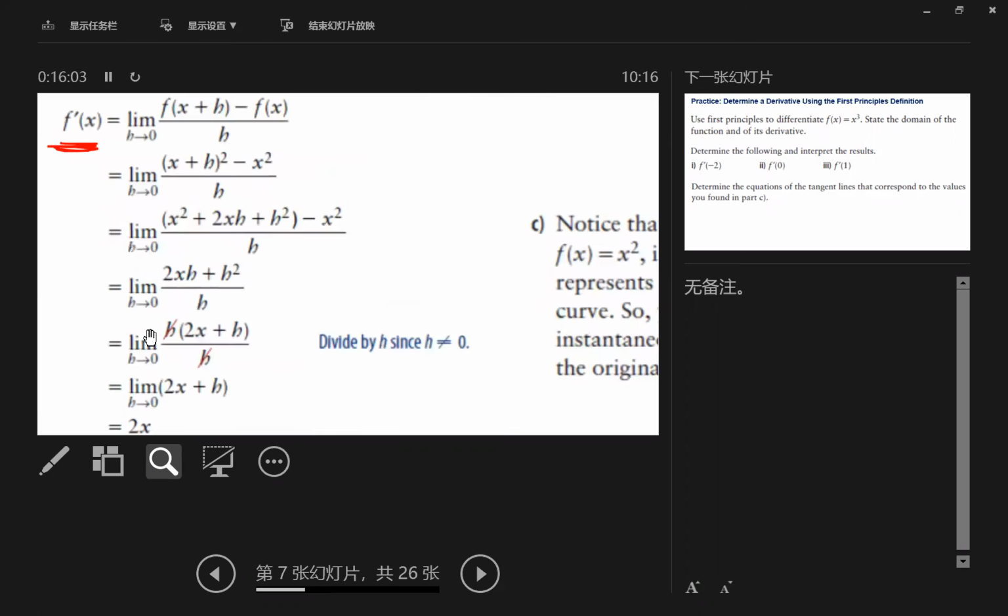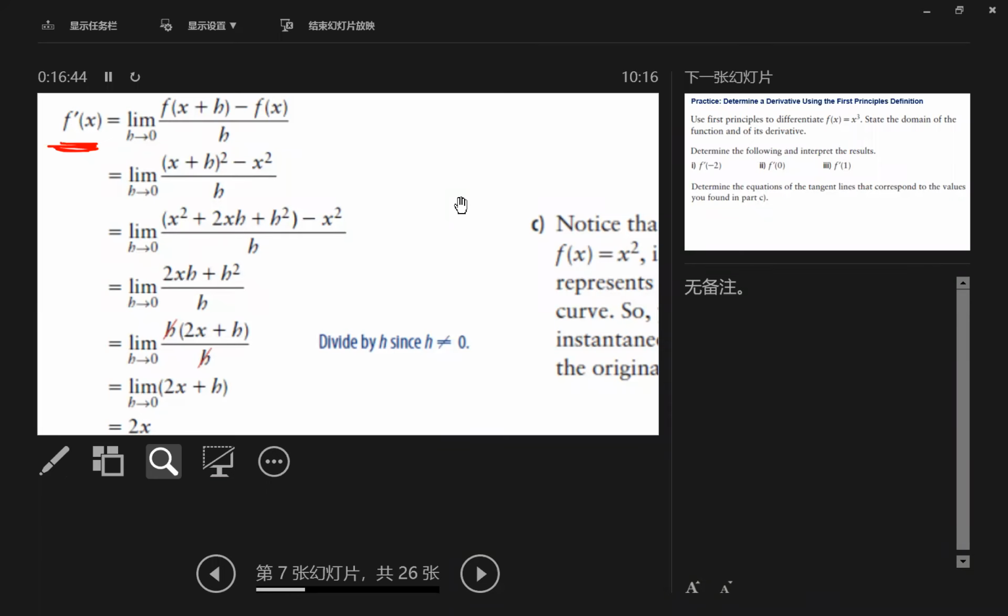The first principles definition states that the derivative of f(x), noted by f'(x), is defined as the limit of the expression f(x+h) minus f(x) over h when h approaches 0. That's the definition of the derivative of f(x) at any point x. You understand? And then we can just evaluate what f(x+h) is. f(x+h) is just (x+h) squared because we know the expression of f(x), right? Then f(x) equals x squared.